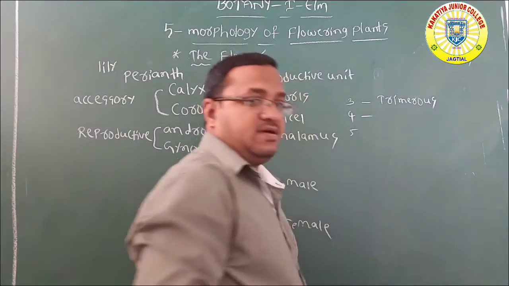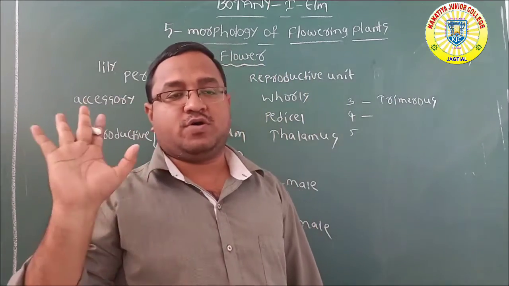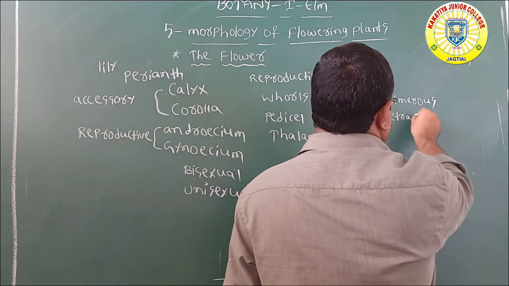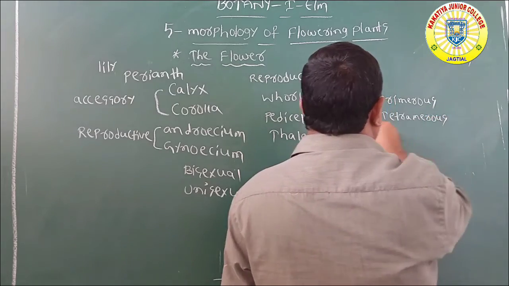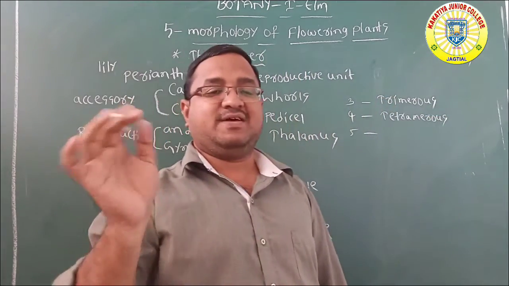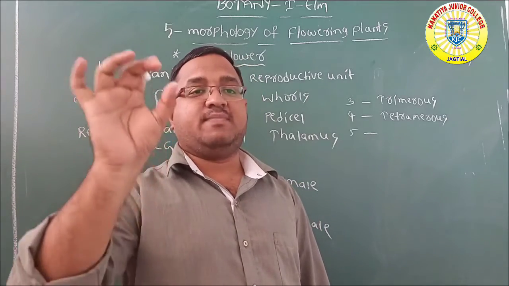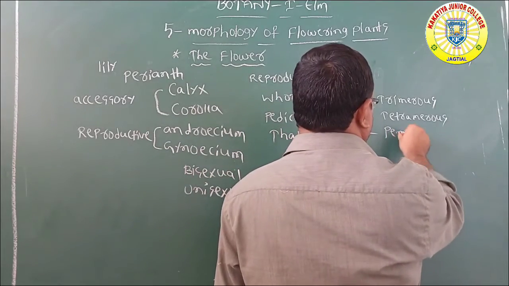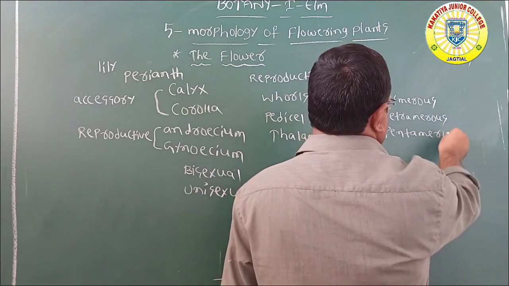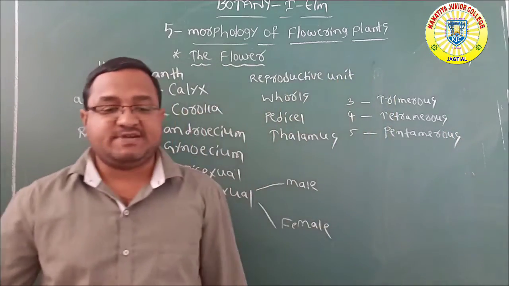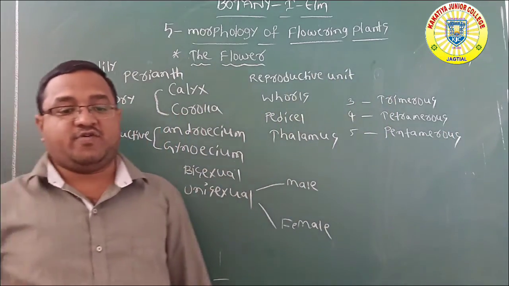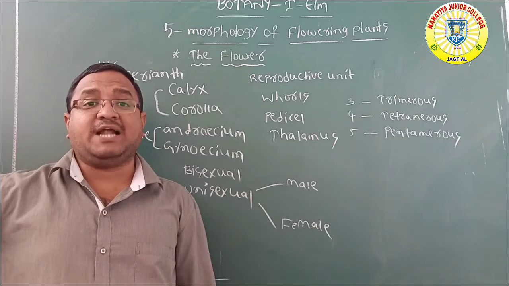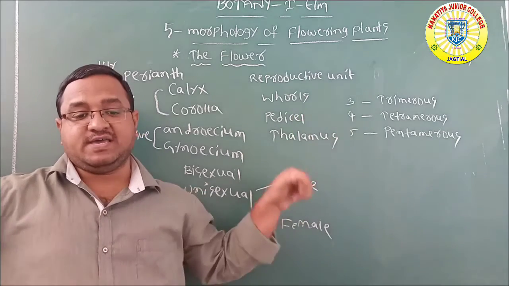Suppose the floral appendages have the number 4; that is tetramerous. Suppose all the floral appendages have the number 5; that is called pentamerous. Especially, the floral parts are multiples of 3, 4, or 5.